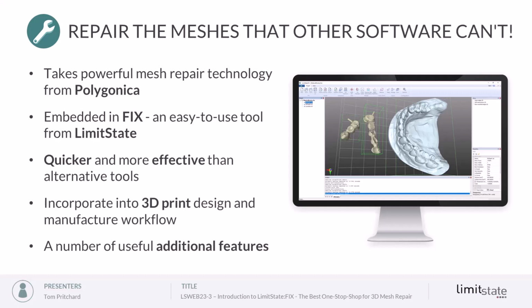And when we've tested the results that we get out of LimitState Fix against the alternative methods and technologies, it's proven time and again to work faster and provide higher quality results than any of the other tools that we've found out there. And this is perfect if you're wanting to incorporate mesh repair into your design and manufacture workflow, and especially today's webinar is going in the same direction, especially if we're looking at 3D print end users. And with that in mind, Fix version 4 incorporates a number of useful features to help make preparation for 3D printing even simpler for you, and we're going to look at some of those today.